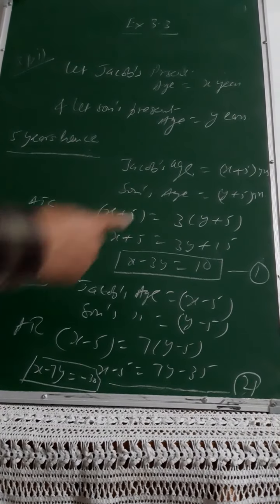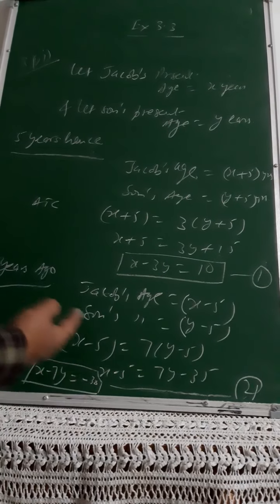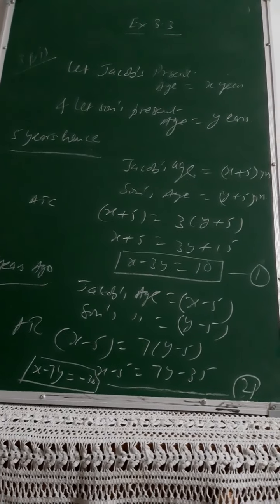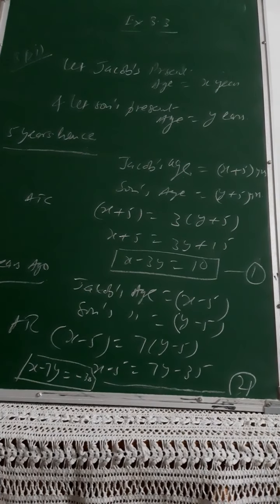First equation, x minus 3y is equal to 10. Second equation, you are getting x minus 7y is equal to minus 30. So then you solve these equations to get the values of x and y, and that will give you the present ages of Jacob and his son.